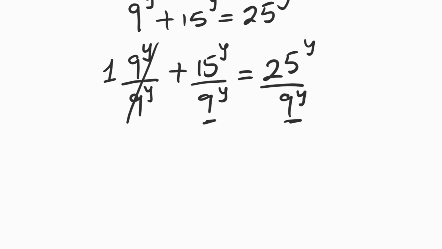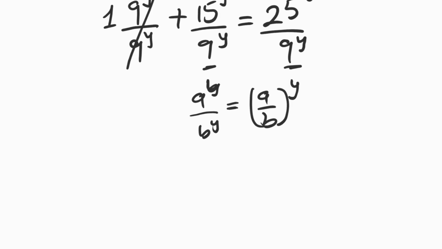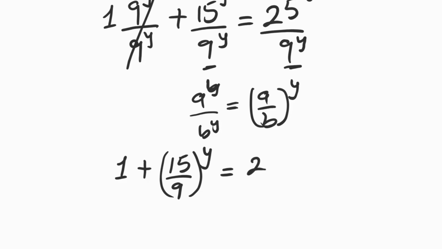Why? Because we know that a raised to the power y over b raised to the power y is the same thing as a over b, all raised to the power y. Now, so we have 1 plus 15 over 9 raised to the power y equals 25 over 9 raised to the power y.